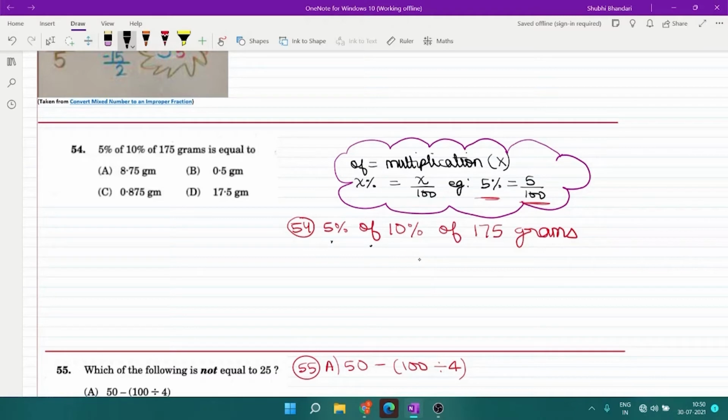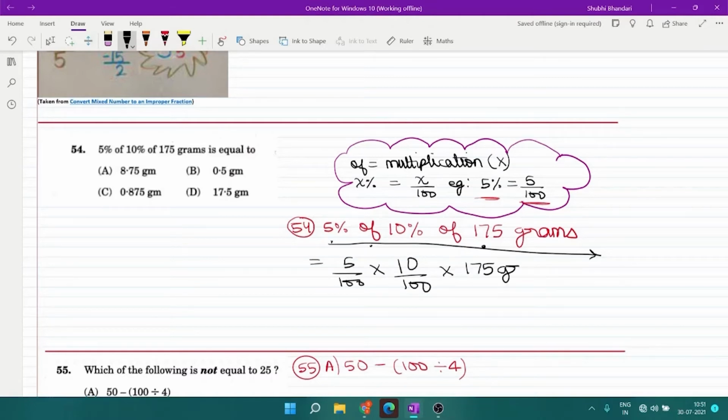So let's apply the same logic here. 5% of 10% of 175 grams. Over here we see only percent and 'of', which can be replaced by multiplication. BODMAS also says that we have to solve this left to right. So we can write this as 5 by 100, 'of' replaced by into, 10 by 100 into 175 grams. Solving this left to right, we get 50 divided by 100 into 100 into 175. Let us cancel 1 zero.